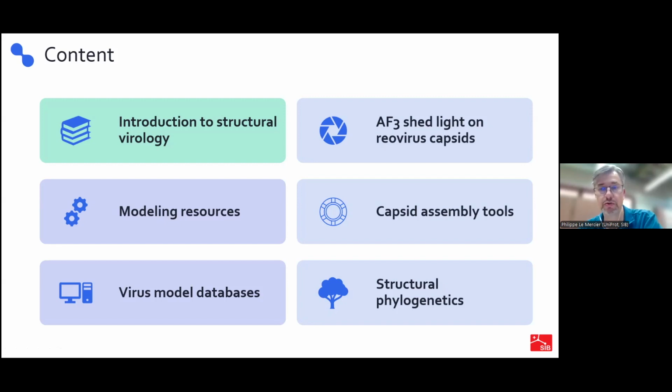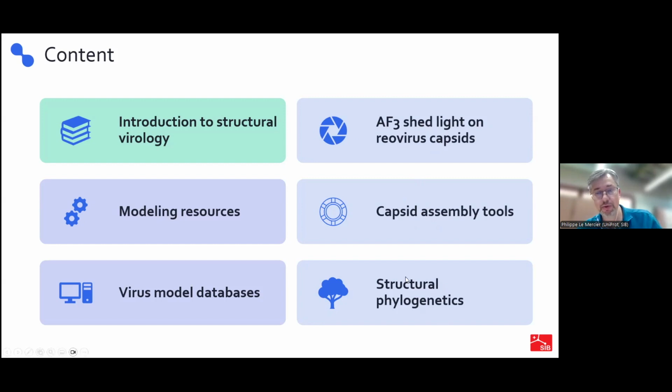So the first part is more like the context, and then I will show you some of the results, because for three months we have been working in Swiss-Prot to identify function using structure, and it works pretty well, at least for many kinds of viral proteins. I will show you how AlphaFold 3 shed light on the reovirus. It's an example of the work we're doing. Then the tools for capsid assembly: there are emerging tools, and we can completely make a model of a whole icosahedral capsid.